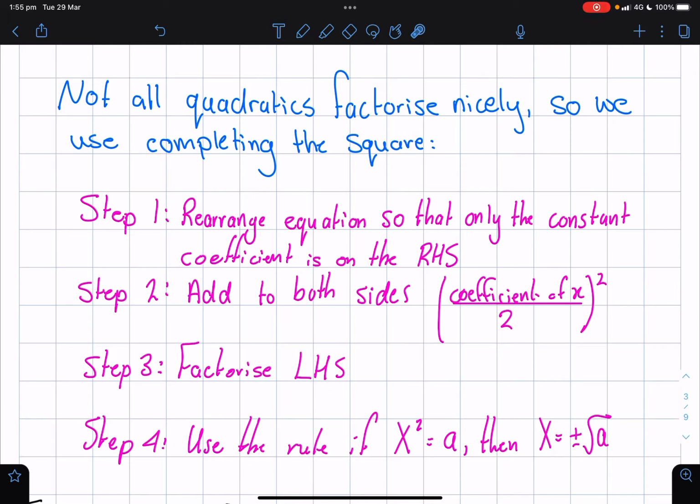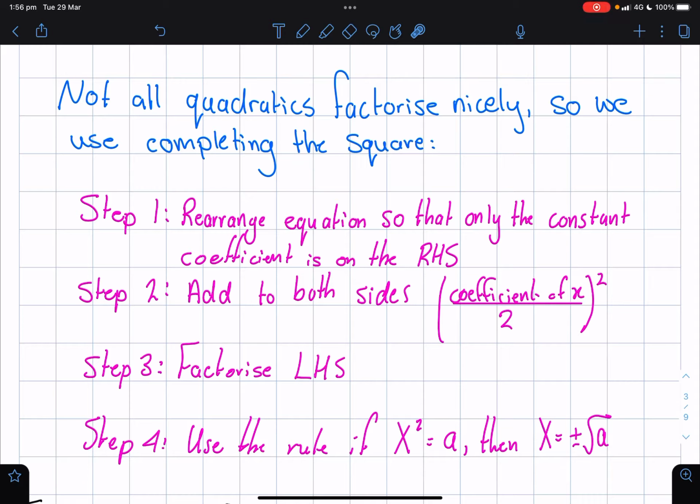So step one, rearranging the equation so that only the constant coefficient is on the right-hand side. In factorization, we wanted everything on the left-hand side and one side equal to 0. Now we want all the x terms, or the variable terms, on one side, and then on the right-hand side, any constant coefficient. Step two, we're going to add to both sides the coefficient of x divided by 2, all squared. Okay, and then step three, we're going to factorize that left-hand side.